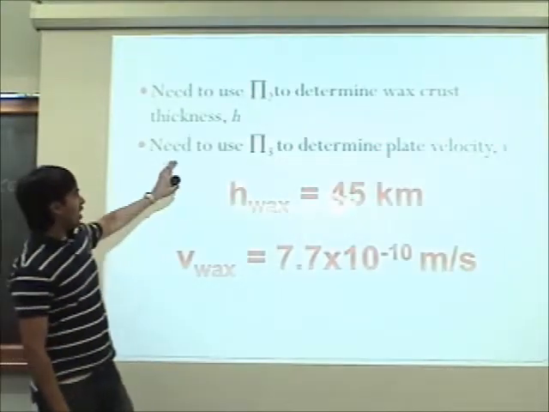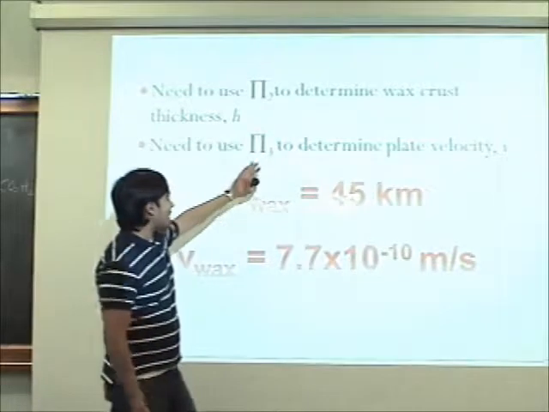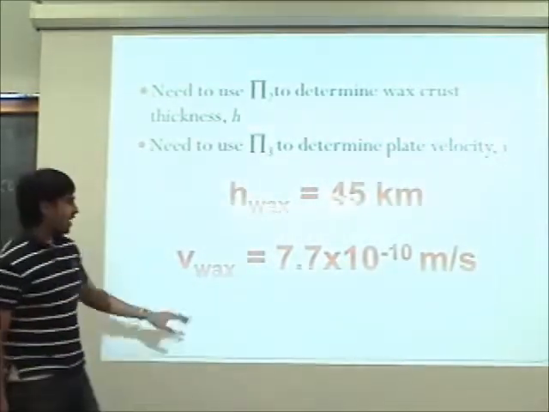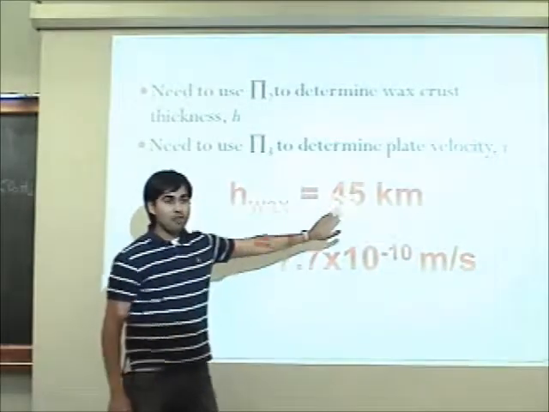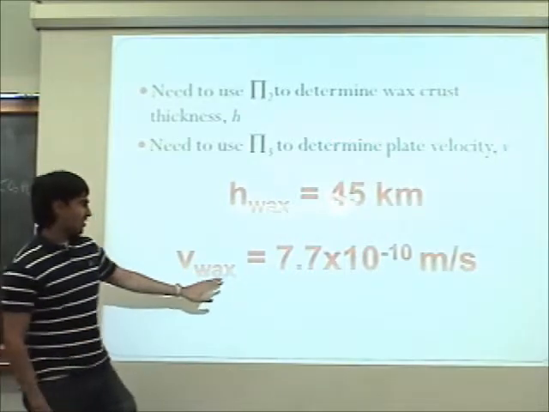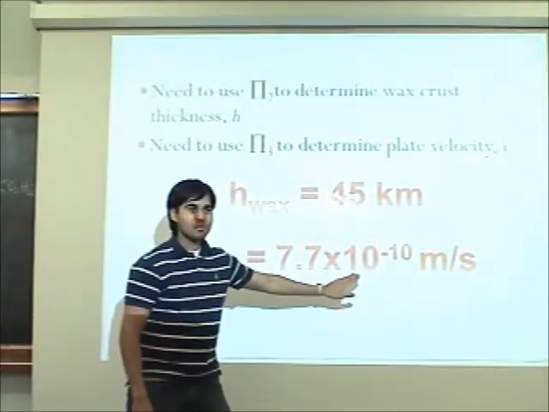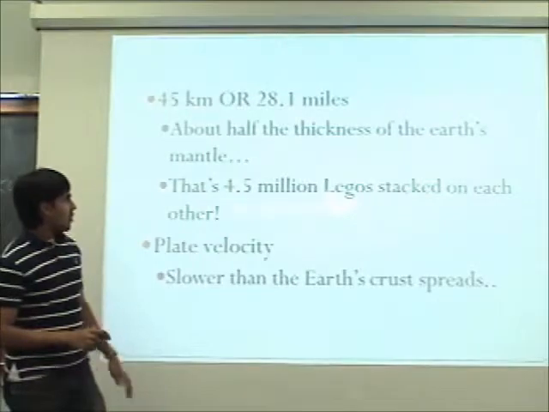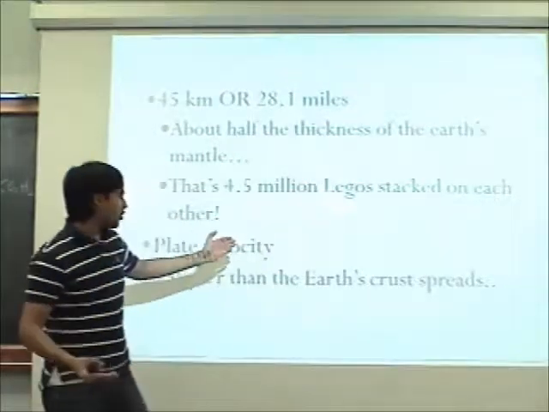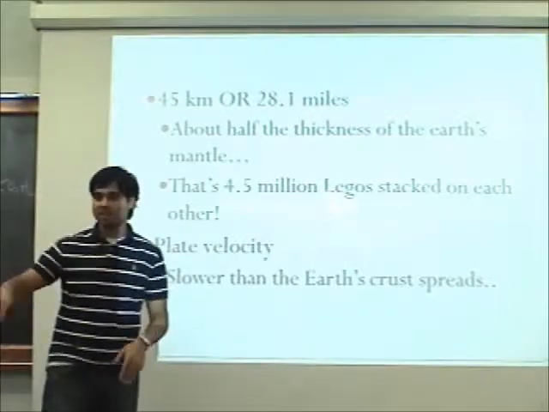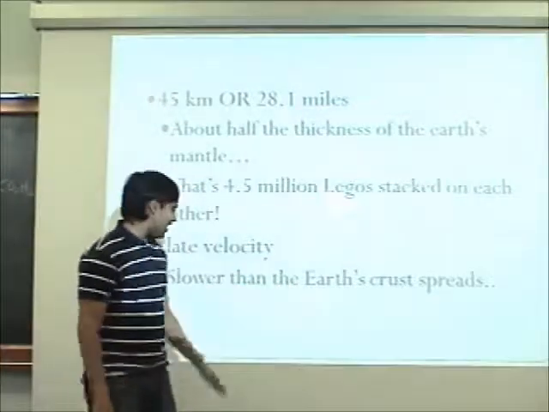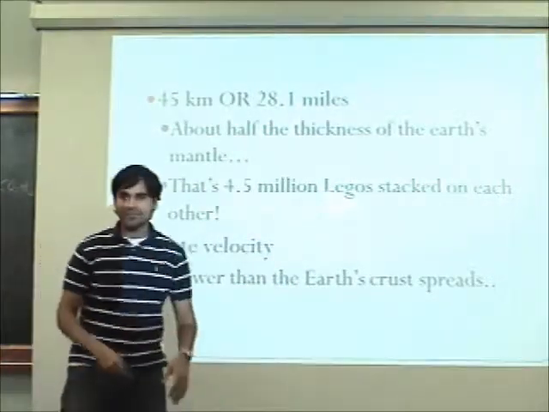If you do the same for using pi 2 and pi 3 to determine the wax crust thickness, you find that you would need a thickness of 45 kilometers or a speed of moving the plates that is a ridiculously small number. And to put those numbers in perspective, that's about half the thickness of the Earth's crust, or 4.5 million Legos stacked on top of each other. And the plate velocity that you would need is about half of that of the Earth's crust.